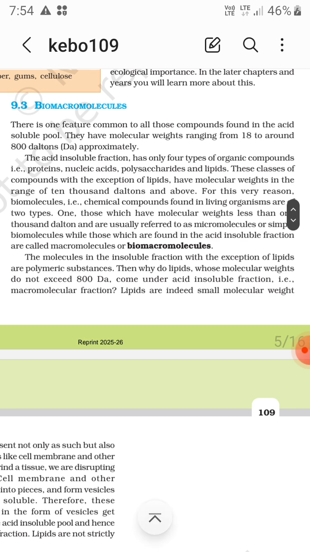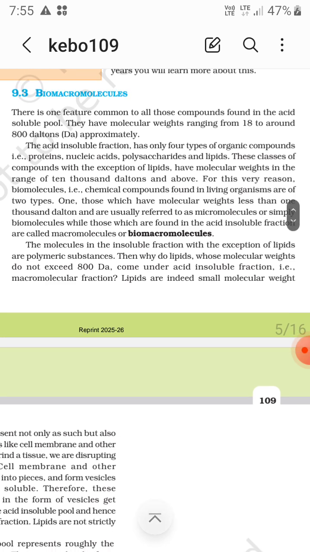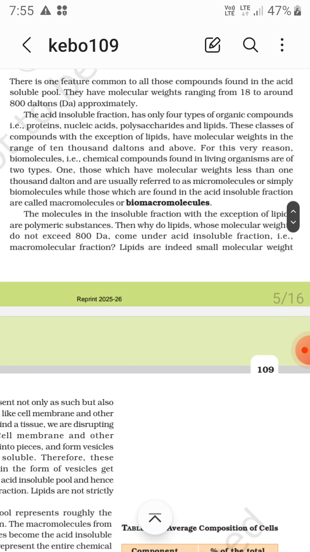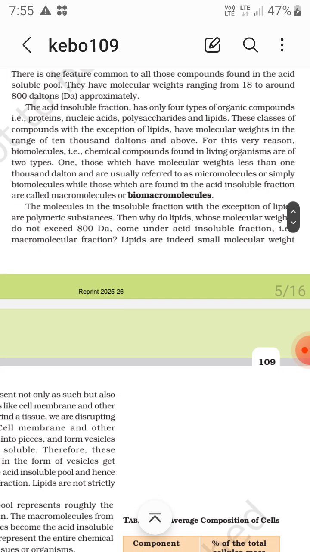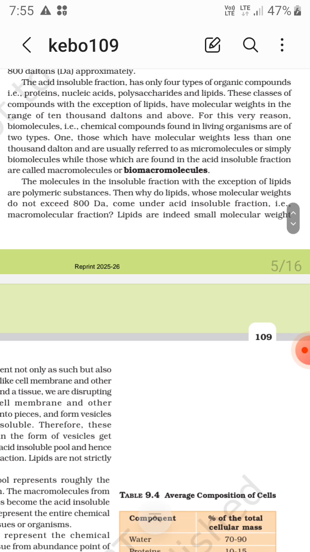For this very reason, biomolecules, that is chemical compounds found in living organisms, are of two types. One, those which have molecular weights less than 1000 dalton, that is 18 to 800 dalton, and are usually referred to as micromolecules or simply biomolecules. These are thousands in number, while those which are found in the acid insoluble fraction are called macromolecules or biomacromolecules. The molecules in the insoluble fraction, with the exception of lipids, are polymeric substances.